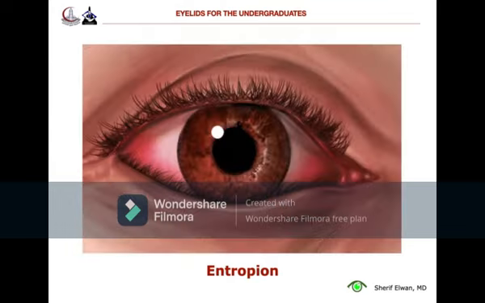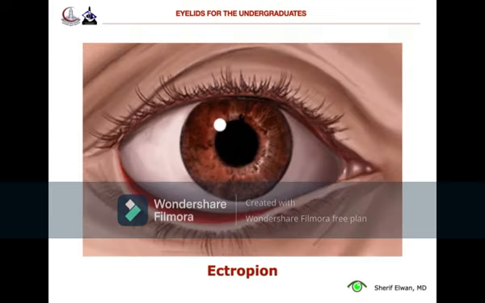This is another demonstration of entropion, where the lashes are directed inwards to the extent of rubbing against the cornea. And here, this is ectropion, where the lid margin is directed outwards.